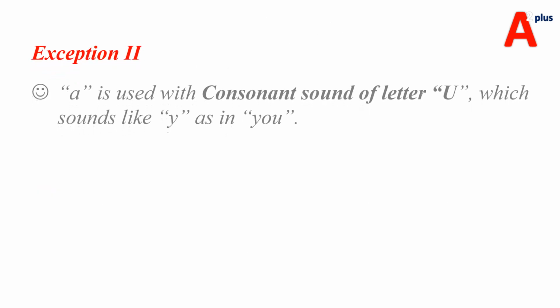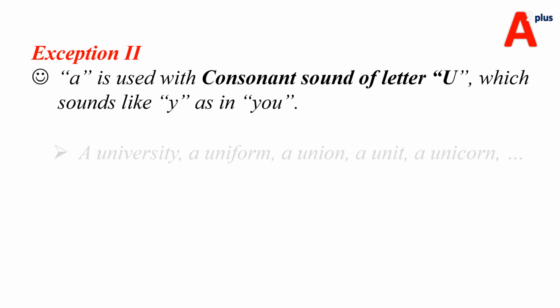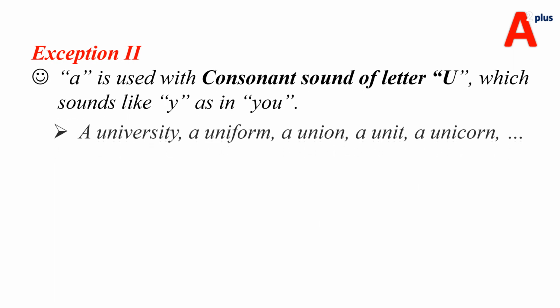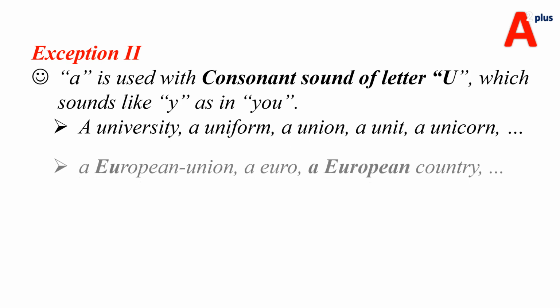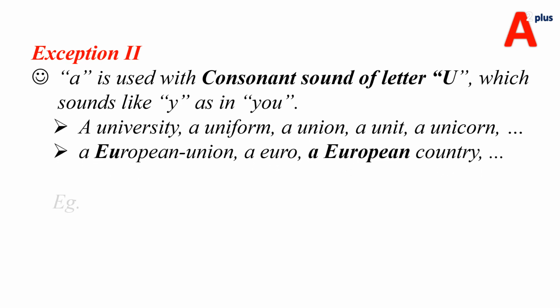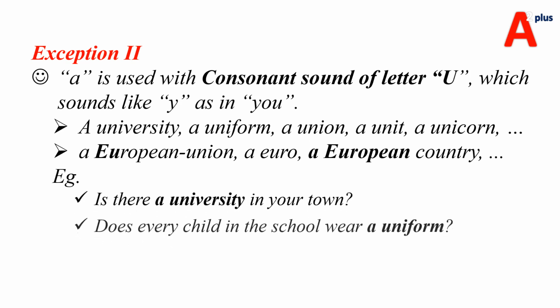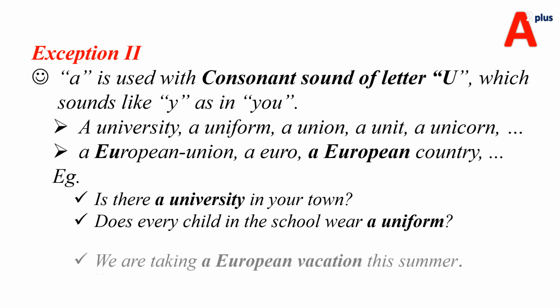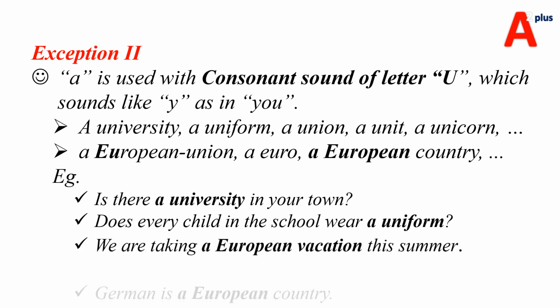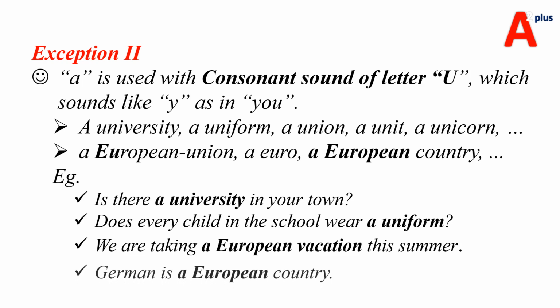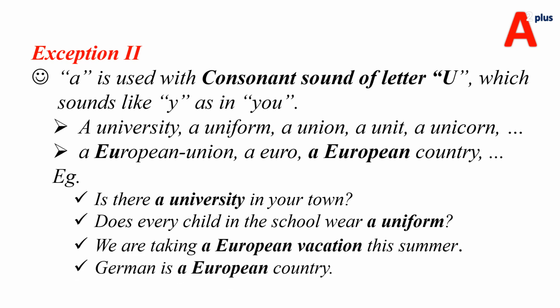The second exception: a is used with the consonant sound of u, which sounds like y. In the case of u, the phonetics of the English letter is "you". So a u sounds like consonant y. For example, an umbrella, but u here is a consonant: a university, a uniform, a union, a unit, a unicorn. Okay.